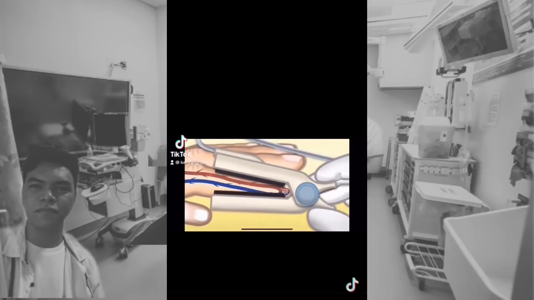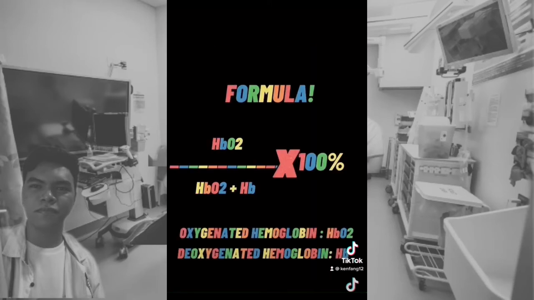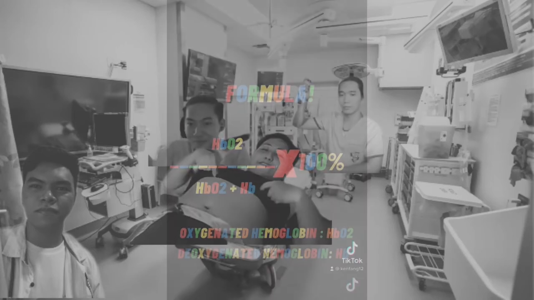The device emits red light and infrared light. Infrared light is absorbed by the hemoglobin with oxygen, while the red light is absorbed by the deoxygenated hemoglobin. The device now will automatically calculate it. That's how we can get the oxygen saturation.